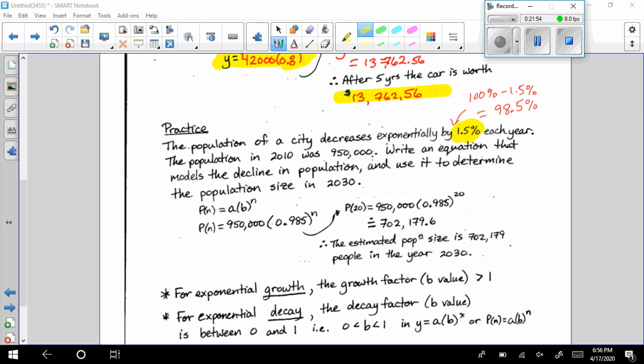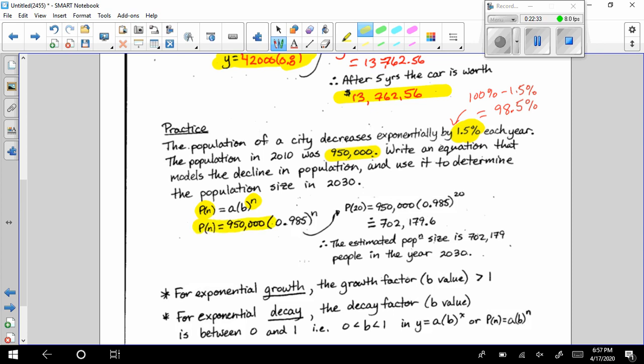In the year 2010, the population was 950,000 people. We're asked to write an equation that models the decline in population and use it to determine the population size in the year 2030. So I could have used y equals a times b to the power of x. I purposely changed it up a bit because you'll see this in textbooks as well. Sometimes we change the variables based on the context. So we're dealing with the size of a population, so I've used capital P for population and N for the number of years that have elapsed.